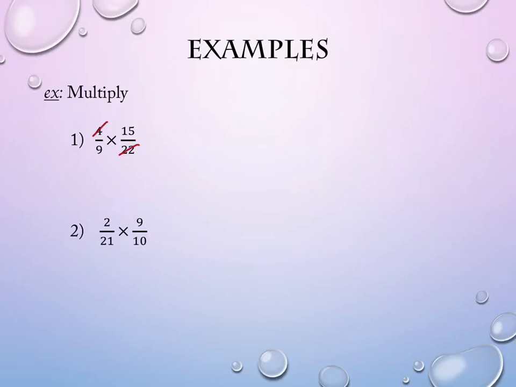So 4 divided by 2 is 2. 22 divided by 2 is 11. The other diagonal, 9 and 15. They're both divisible by 3. So 15 divided by 3 is 5, and 9 divided by 3 is 3.